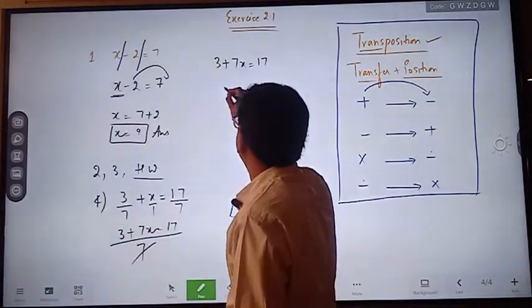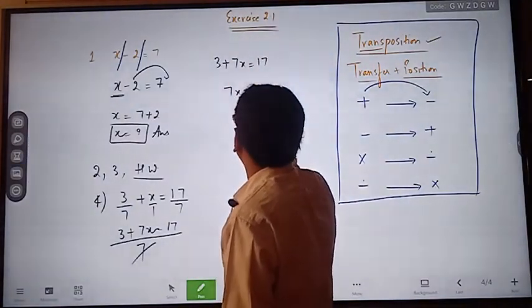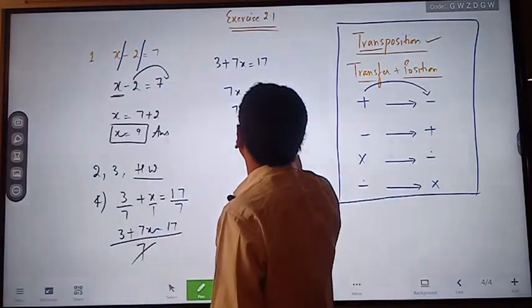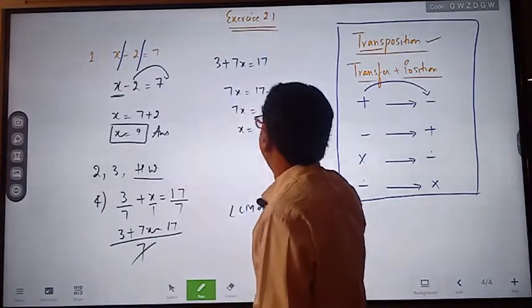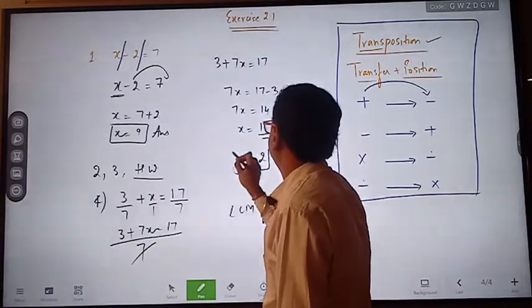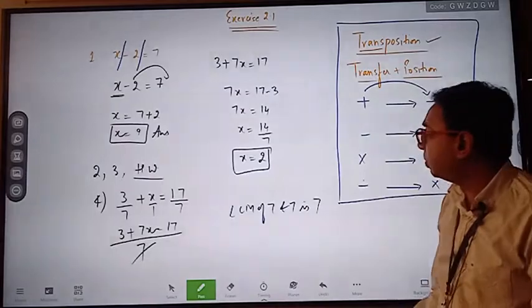Very easy. 7x. Take that term to that side. Here plus, there minus: 7x is equal to 14. X is equal to, here multiply, there divide, 14 by 7. X is equal to 2. Answer. This is one method.